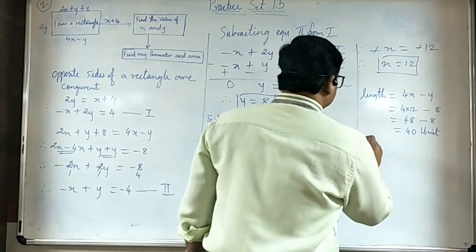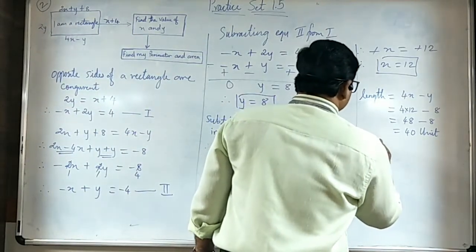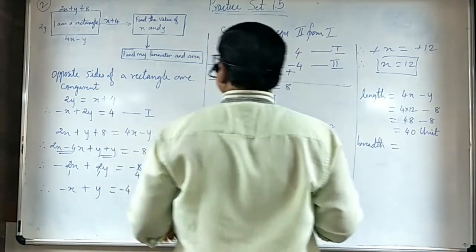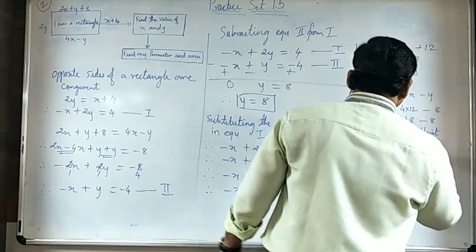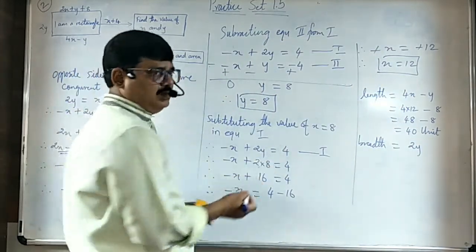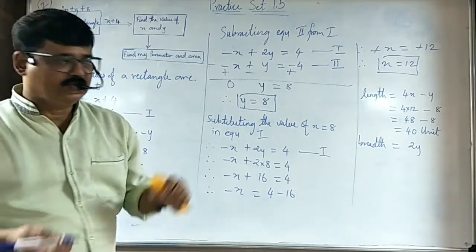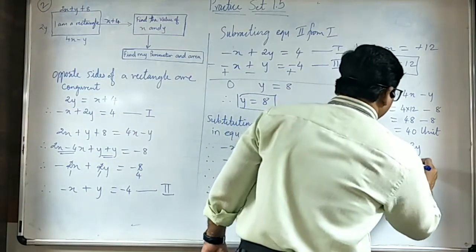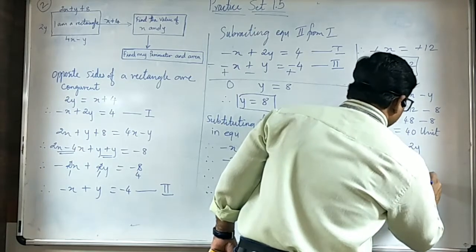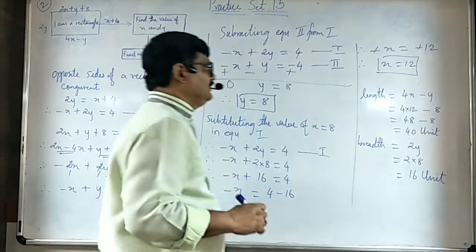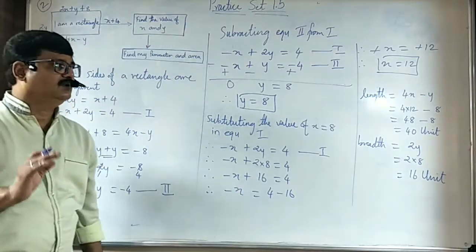Now let's go to find out the breadth. What is the value of the breadth? In this case, can I take 2y as the breadth? You can take 2y or you can take x plus 4y. Both are the same, so you can take any one of them. So now the value of 2y we have here is 8. 2 into 8, 2 8s are 16. So I'll be getting 16 units.